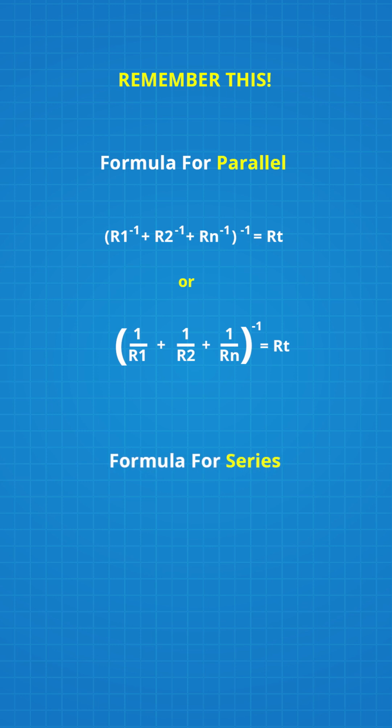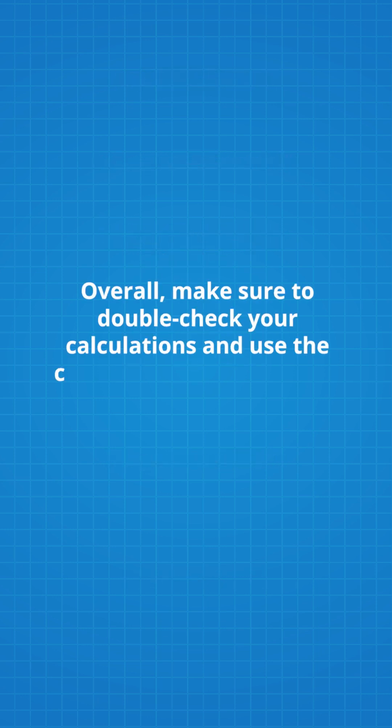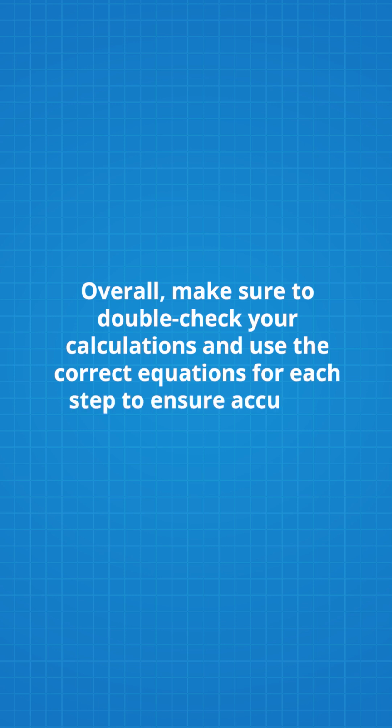Keep in mind that in step 2, the equation should be R3 equals open parenthesis 1 over R1 plus 1 over R2 plus 1 over Rn close parenthesis raised to negative 1. Here, R3 stands for the combined resistance of the parallel connections, and R1, R2, and Rn represent the resistance of each separate parallel branch. Overall, make sure to double check your calculations and use the correct equations for each step to ensure accurate analysis of the circuit.